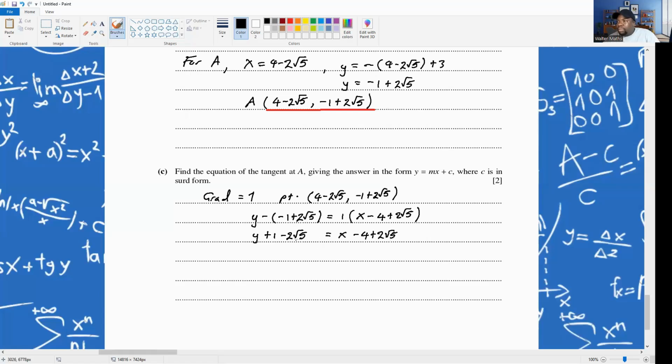If we take everything to the right side except for y, we'll have y equal to x, and 1 goes to the right, and minus 4 minus 1 is minus 5, and minus 2 root 5 goes to the right and gives us plus 4 root 5. Y equals x minus 5 plus 4 root 5 becomes the answer. That's the equation as they require, and that's how we do it. And that ends the paper.